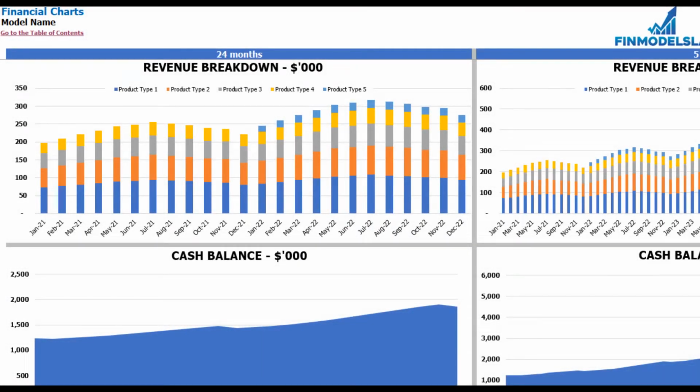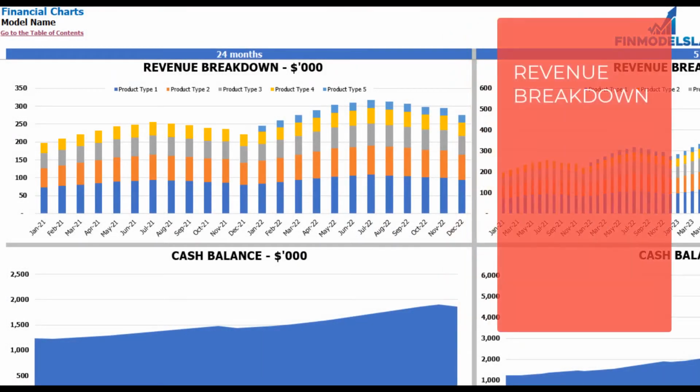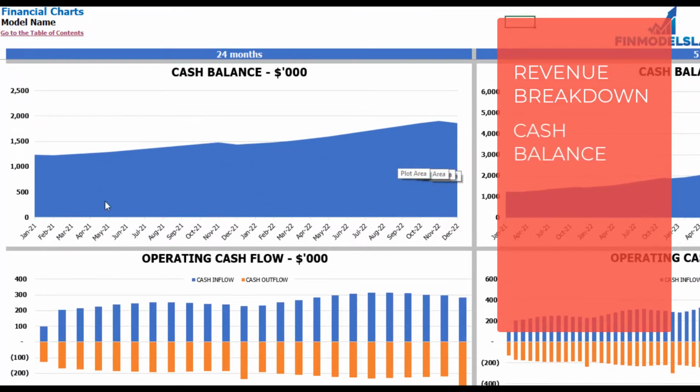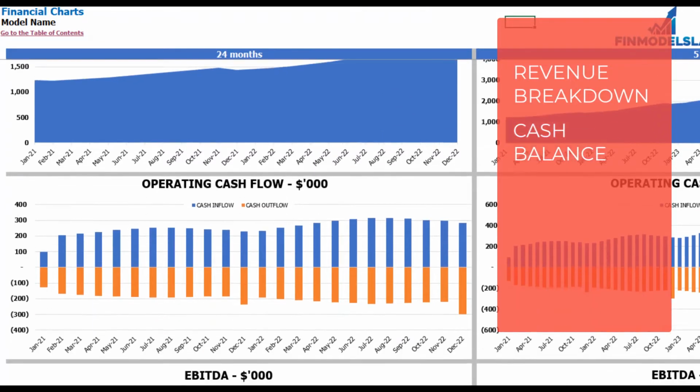On the Financial Charts tab you may see the main financial outputs in graphical form. So on the left side you may see the chart for the 24 months, and on the right side you may see the chart for the 5 years or 60 months. The top couple of charts will show you the revenue breakdown by product types. The next couple of charts will show you the cash balance for the 2 years and for the 5 years.